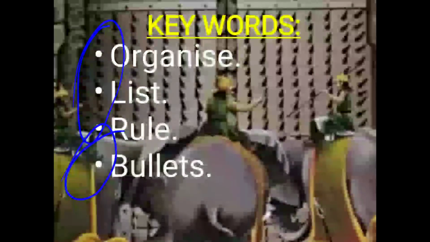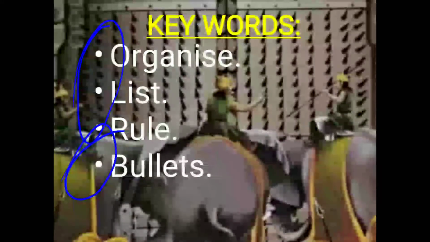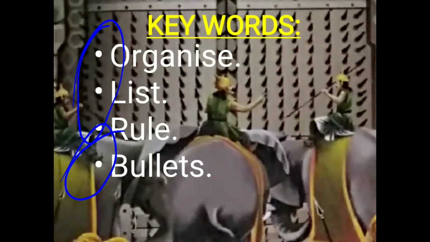Our keywords of today's class are: organize, it means collect or arrange, fine. List, a list means a series of names, figures or items etc. that are written or said one after another. If we are writing something, that's a list, fine. Then rule means nothing but a norm to follow, fine. It also means a series of pieces of advice about what you should do in a particular situation, fine.